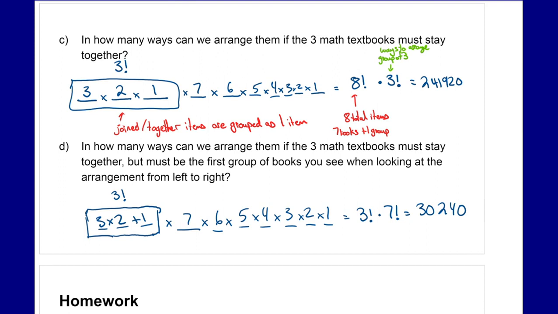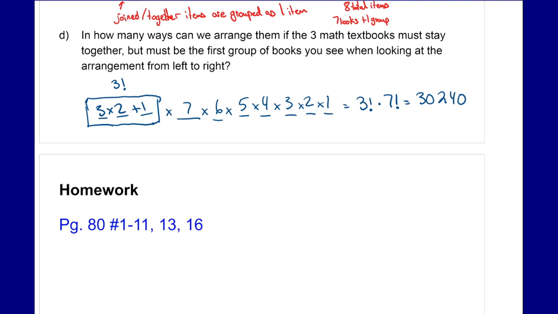So sometimes visualizing it does help. The factorials and the permutations are just a fancy way of what we've been doing already. It just helps with the calculations so that we don't have to enter 7 times 6 times 5 and so on on our calculator. We can just use 7 factorial.